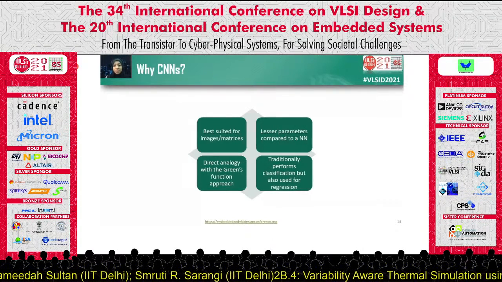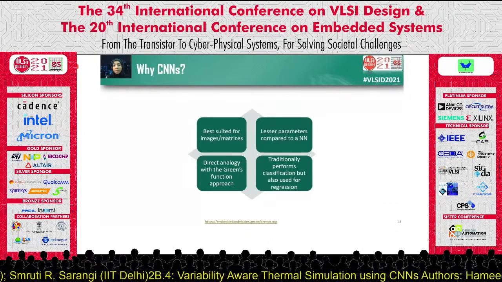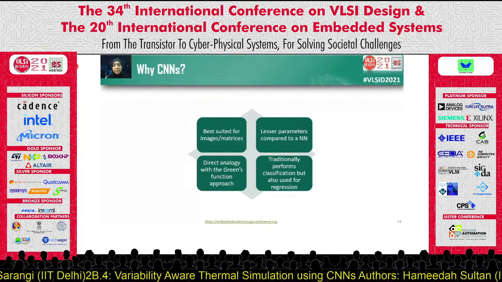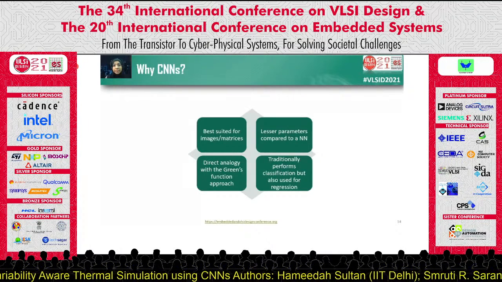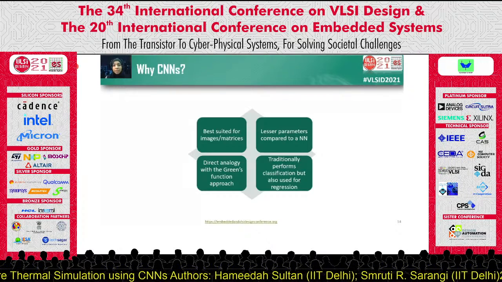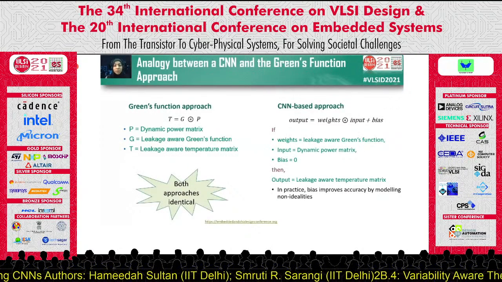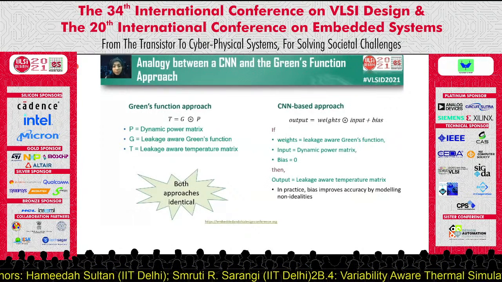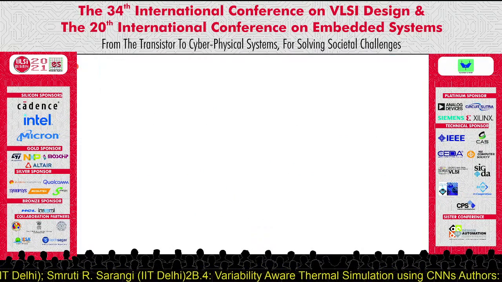So a CNN basically lends a direct analogy with the Green's function approach, which we will look at again. Traditionally, a CNN has been used for classification, but there is an entire body of work where it has been used for regression tasks as well. On the left, we have the Green's function approach, and on the right, we have a CNN-based approach, and we compare these two.